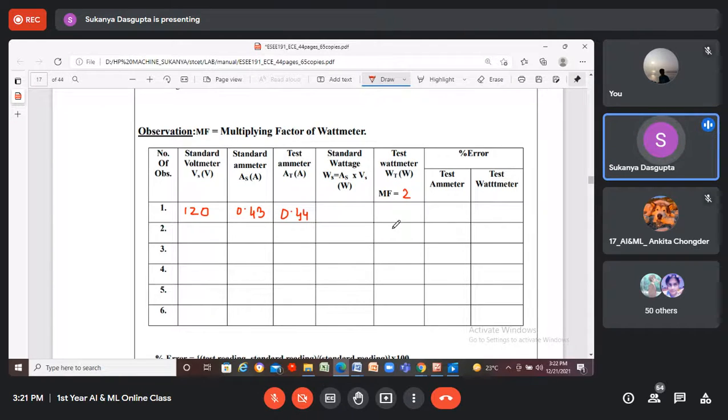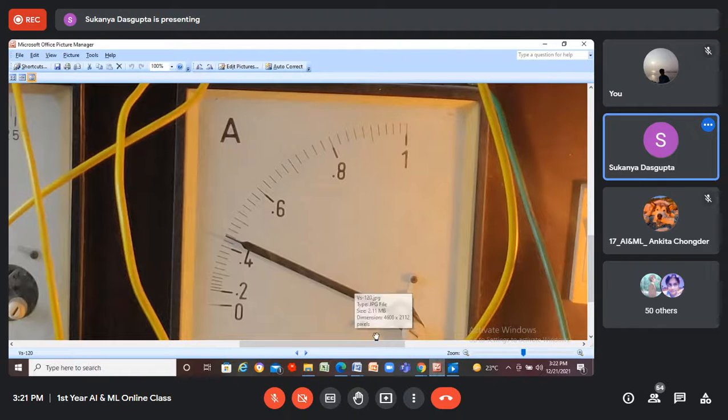Okay, because we have used 300 volt and 1 ampere current. So it is 300 in total, but the span is 150 only. So we'll use multiplying factor as 2. Okay.